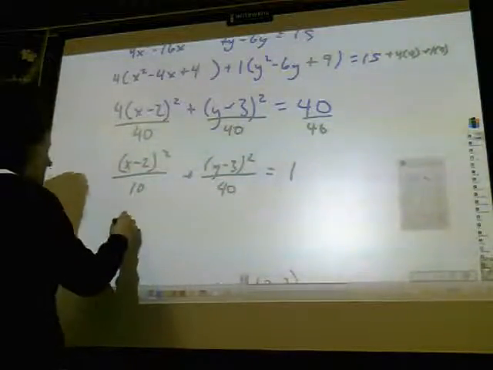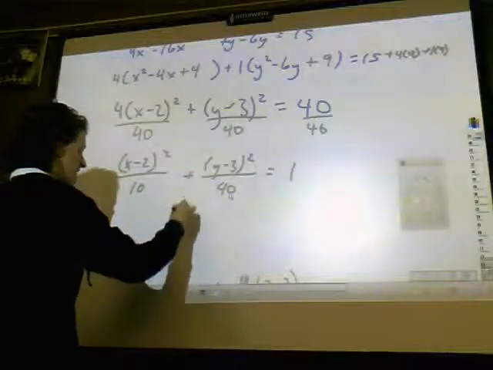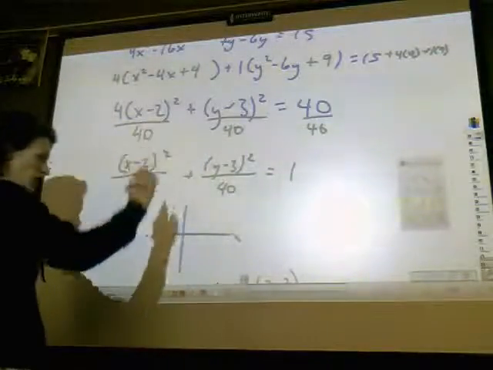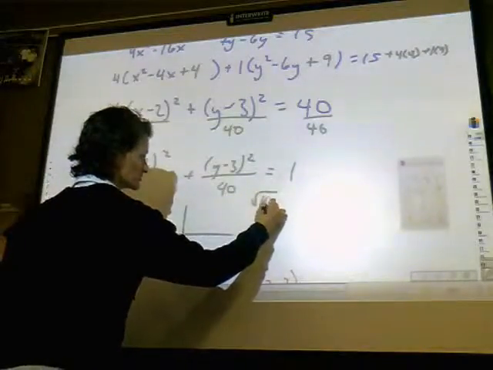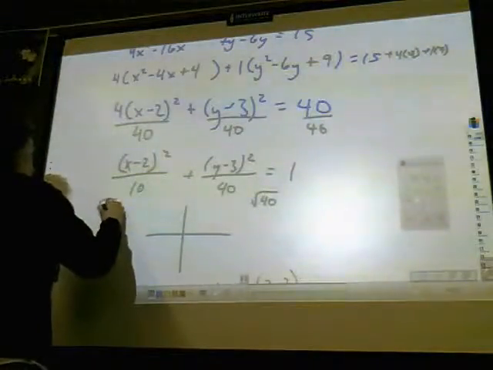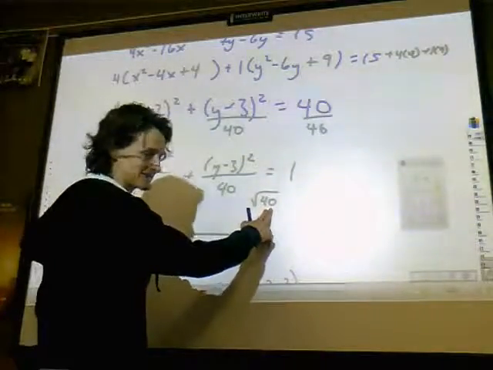We're done. This is going to be the bigger number. That's the up and down. So again, we're oriented tall. The square root of 40 is your tallness quotient. The square root of 10 is your wideness quotient. This is right around 6, and this is right around 3.